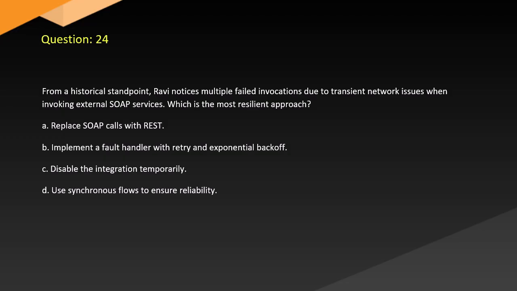Question 24. From a historical standpoint, Ravi notices multiple failed invocations due to transient network issues when invoking external SOAP services. Which is the most resilient approach? A. Replace SOAP calls with REST. B. Implement a fault handler with retry and exponential backoff. C. Disable the integration temporarily. D. Use synchronous flows to ensure reliability.